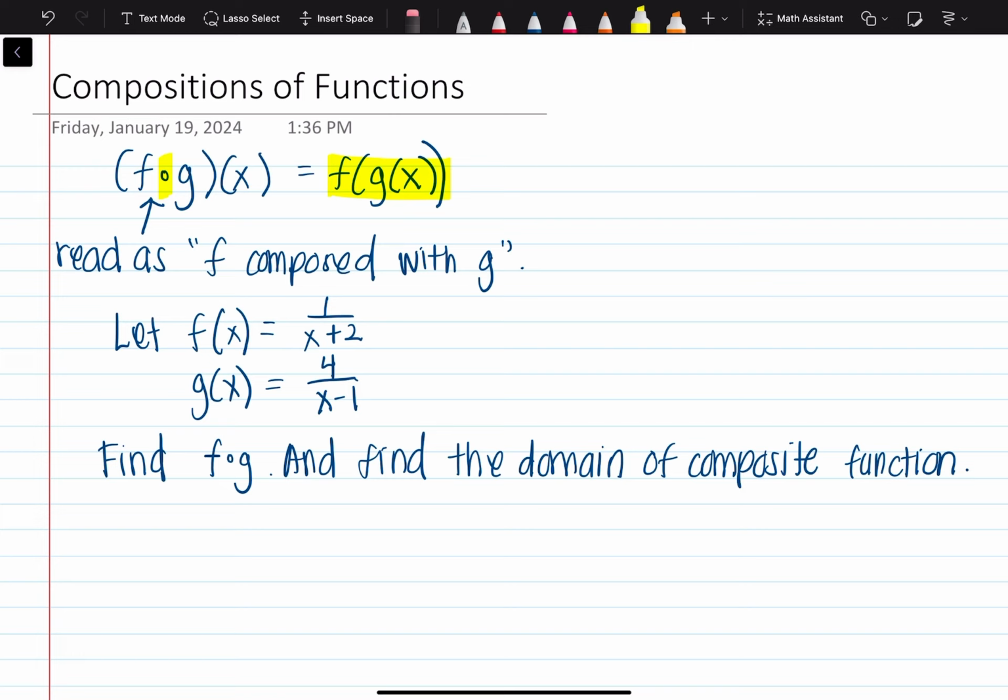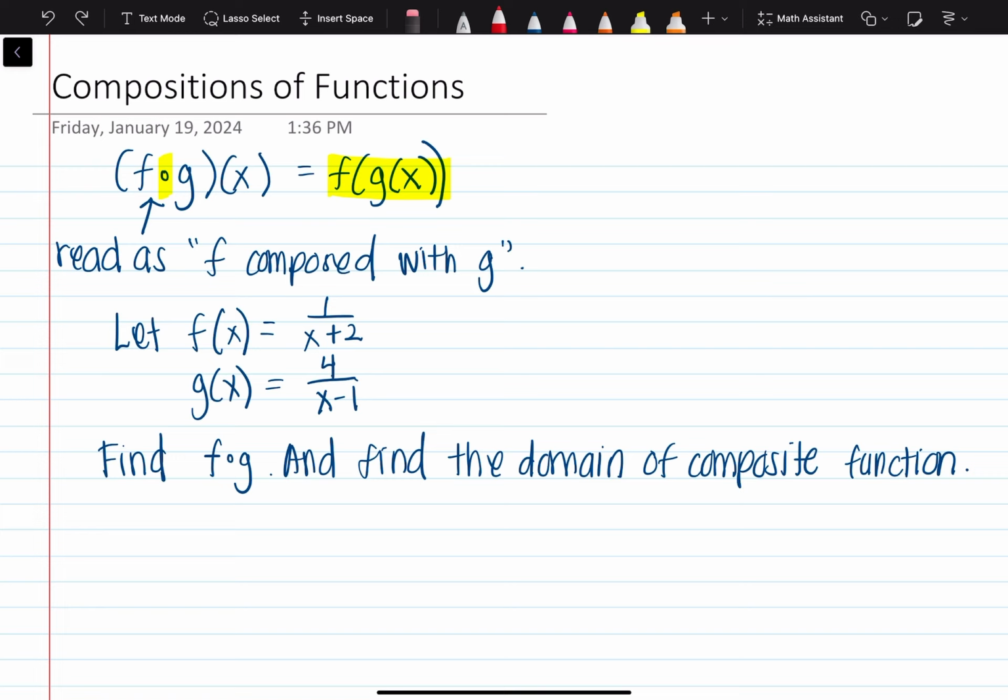What's really happening here is you're taking this second function, g of x, and substituting it into f of x. Okay, so let's go right into an example. Let's say I give f of x to be 1 over x plus 2, and I give g of x to be 4 over x minus 1. For this example, we are going to be finding f composed with g of x, and then we're also going to be finding the domain of the composite function.